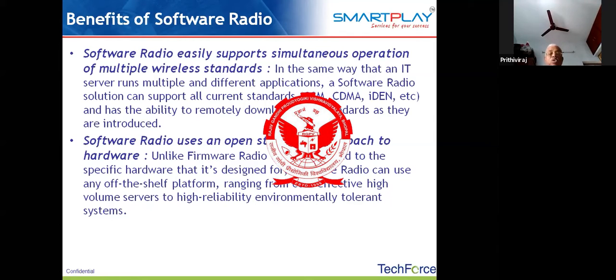Then the next point is that software radio uses, something which is very user friendly to all of us, an open standards approach to hardware. Unlike firmware radio, which is limited to specific hardware, software radio can use any off-the-shelf platform, ranging from cost-effective high-volume servers to high-reliability environmentally tolerant systems. So it's very flexible for its application, maneuvering and utilization. Next.